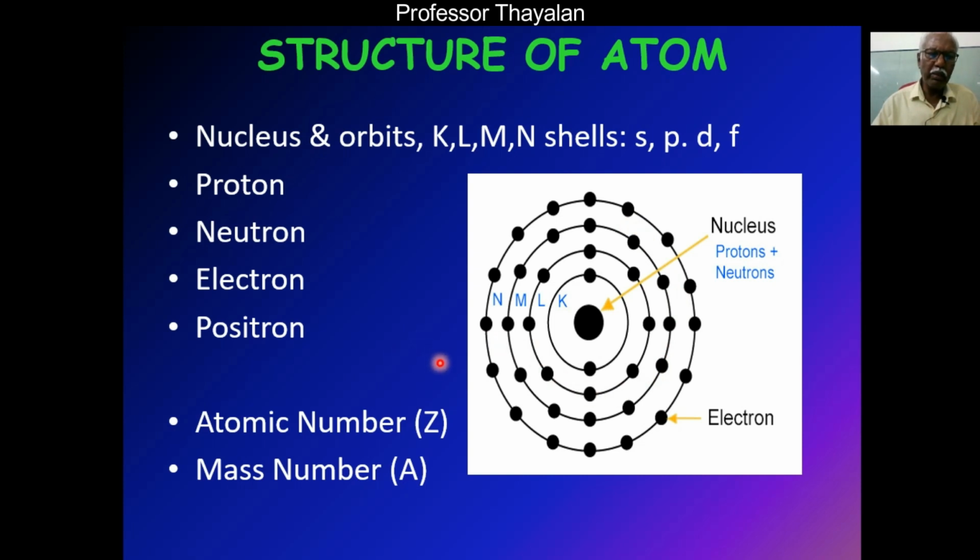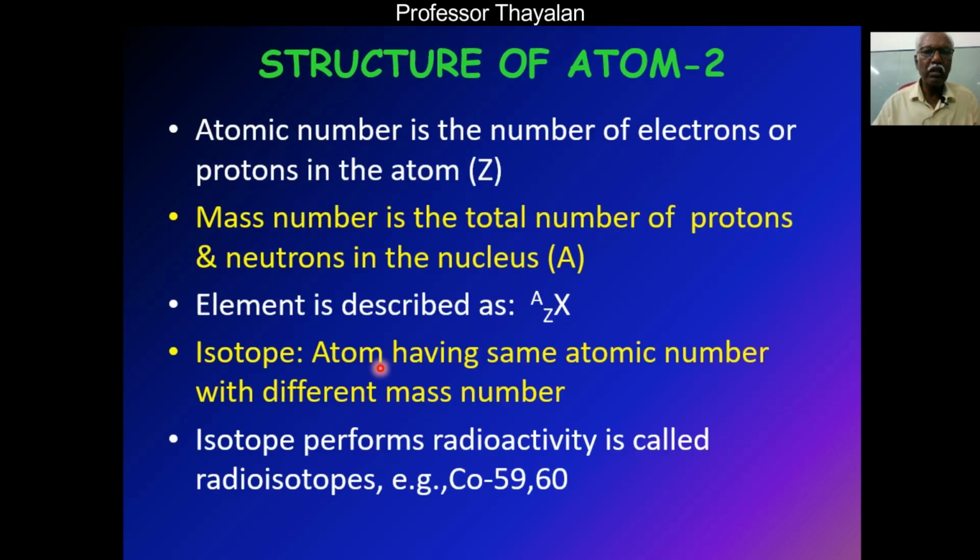Each atom, each element, is described in terms of atomic number and mass number. Atomic number is the number of electrons or protons in the atom. It is designated by the letter Z. Mass number is the total number of protons and neutrons in the nucleus and is designated by the letter A. In general, an element is described with A as the superscript, Z as the subscript, and X as the element.